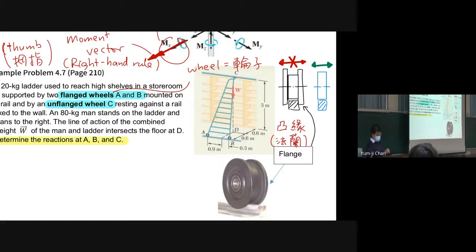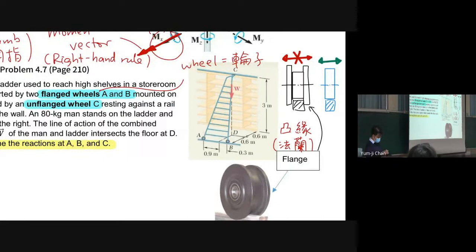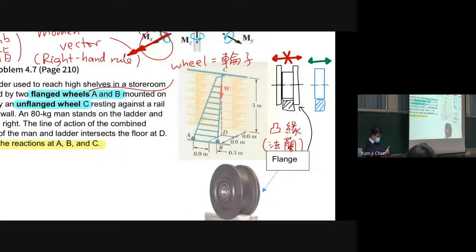And by the way, we assume these wheels can rotate, okay? So we have the ladder supported by wheels A, B, and C. So we know what is happening at the supports A, B, and C.